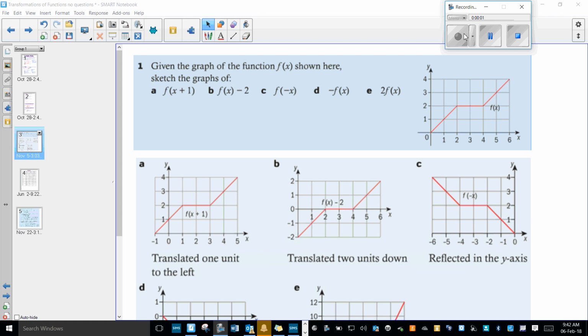So if we've got this general function here, we don't know what it is. That's our f(x). They put it on a nice little set of axes for us. They've asked us to sketch the graph of f(x + 1). So try without looking down below.